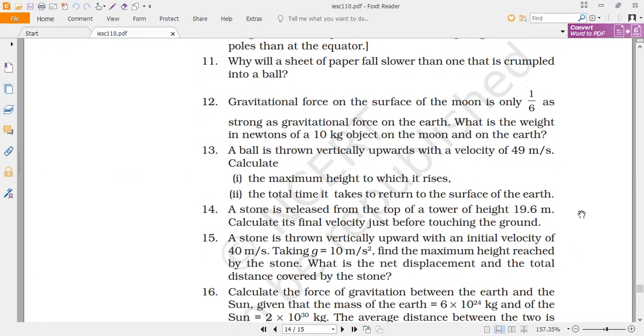So they are asking total time. Let us take the maximum height first. So is the ball thrown upwards or coming downwards? Is it in free fall or going upwards? Going upwards. So for this question, first you should make a picture. Can you draw the picture? So the picture is very, very important.